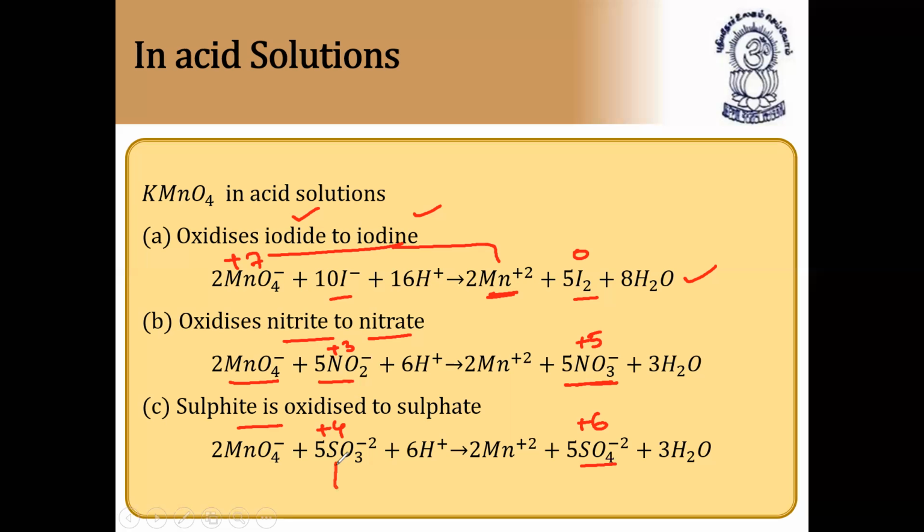So there is an increase in oxidation number of sulfur. So it is nothing but oxidation. So sulfide is oxidized to sulfate, nitrites to nitrate, and iodides to iodine.